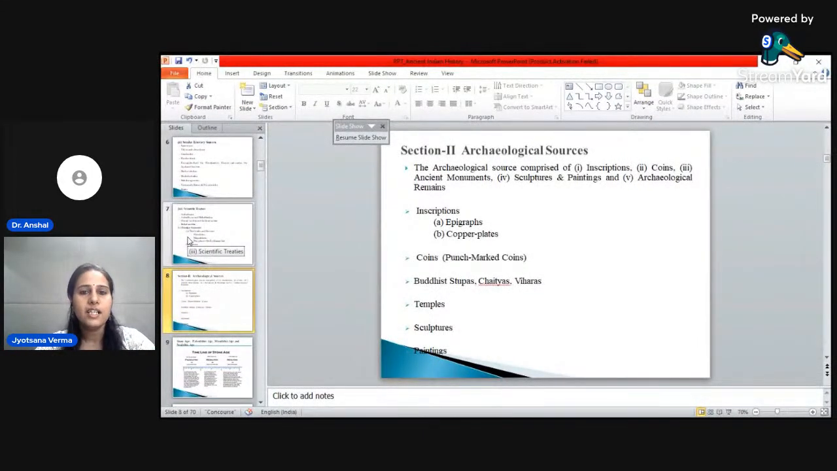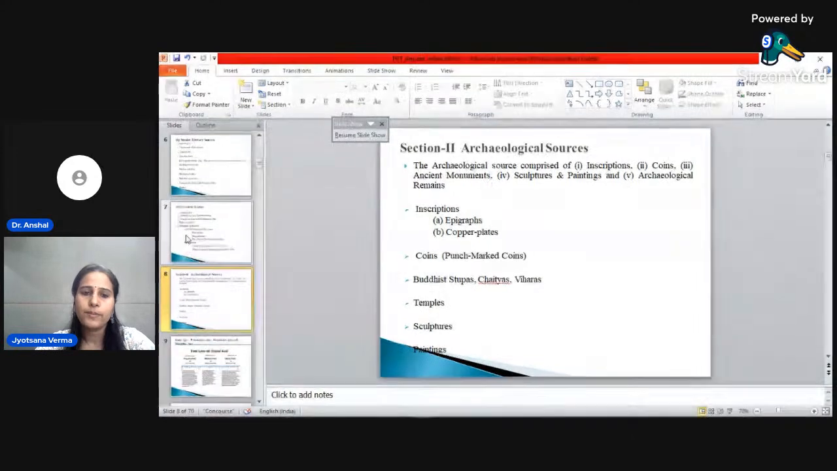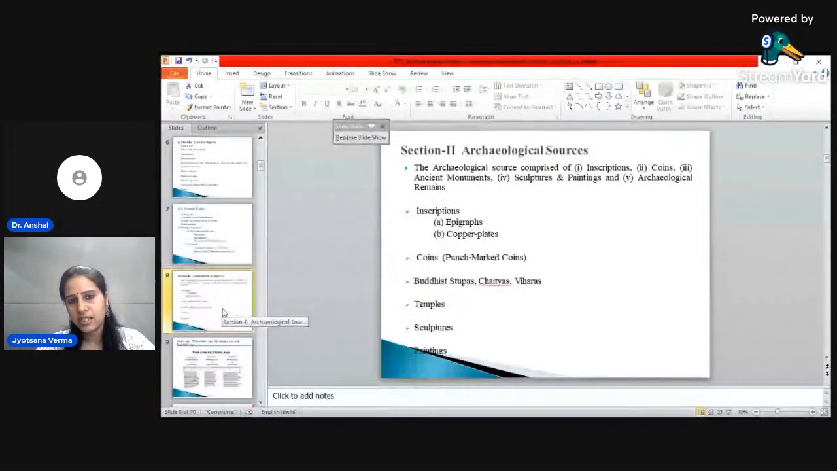So the next category is the archaeological sources, which we can also divide into 3-4 categories, like inscriptions, coins, ancient monuments, paintings, archaeological remains. Inscriptions we can again divide into epigraphs, copper plates, coins, Buddhist stupas, chaityas, viharas, temples, paintings. These are some archaeological sources, in which there are many other categories. So we can discuss them one by one. So this is the brief introduction about the sources of ancient Indian history.